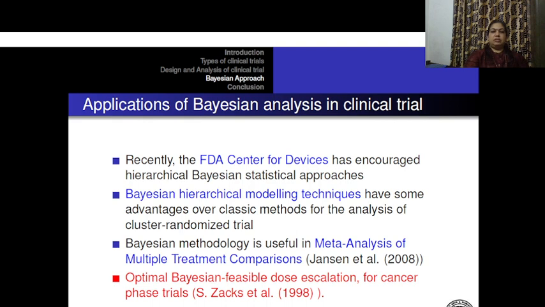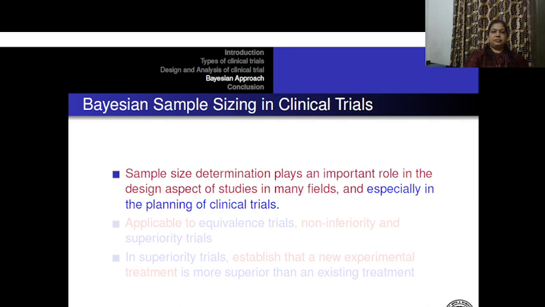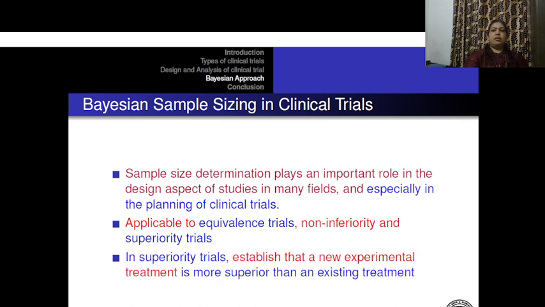Janssen et al. 2008. Optimal Bayesian feasible dose escalation for cancer phase 1 trials. Sack et al. 1998. Also, Bayesian methods are used in sample size determination, and in clinical trials, sample size determination plays an important role in the design aspects of the study in many fields, especially in planning of clinical trials. Applicable to equivalence trials, non-inferiority and superiority trials.